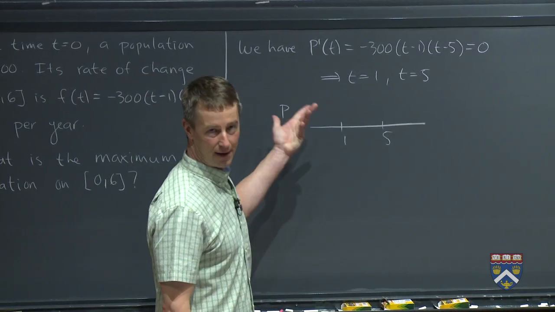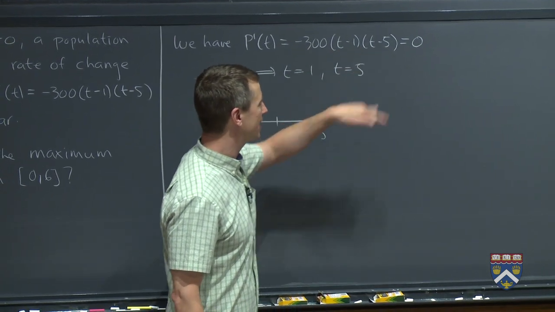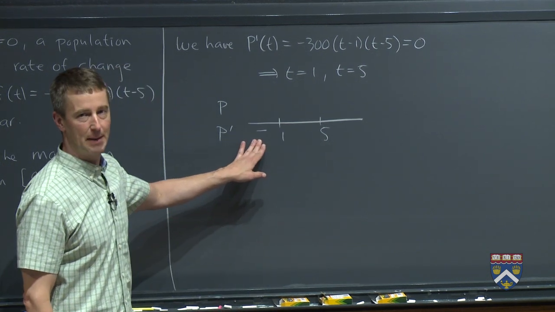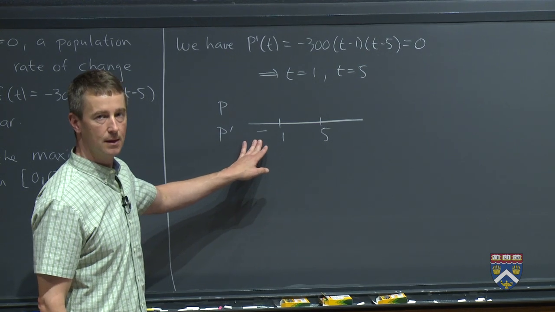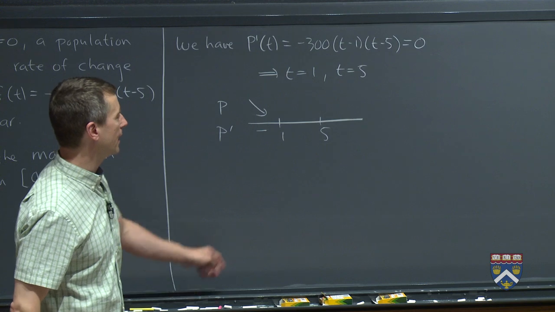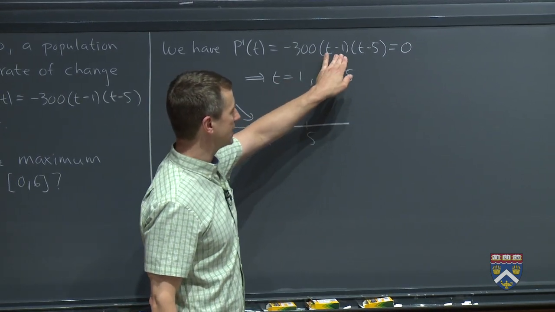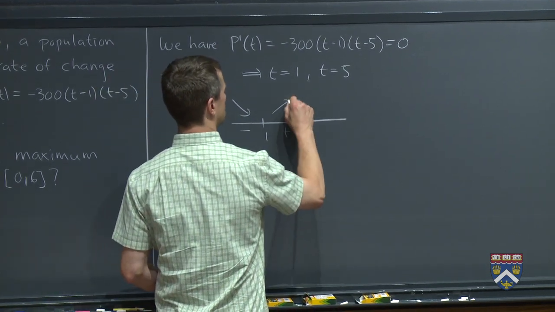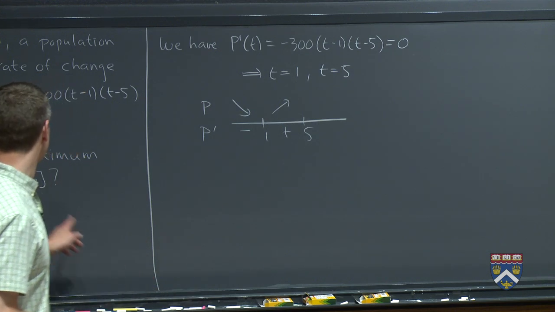We've got to pick a number out here. A good choice would be 0. If we plug in 0, we get a negative times a negative times a negative. Three negatives give us a negative. So what does that tell us about the population out here? If p prime is negative, we know p is decreasing. And if we plug in a value between 1 and 5, like 3, we'll get a negative, a positive, and a negative. That should give us a positive. So we see that t equals 1 is a local minimum.